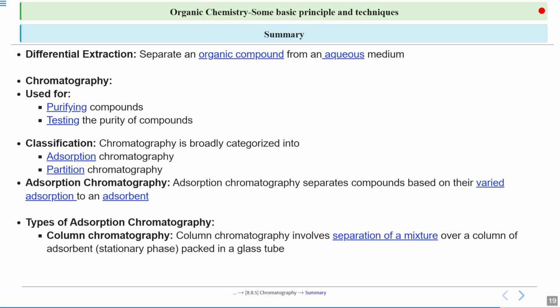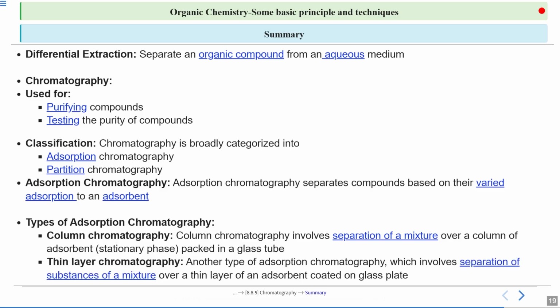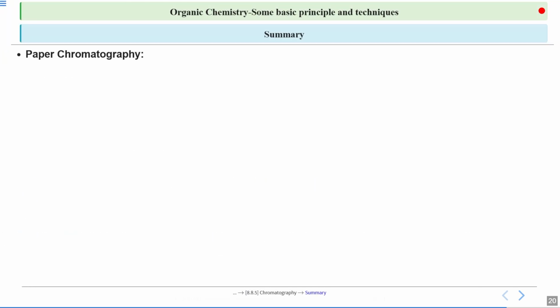liquid. Then you have the second type of adsorption chromatography, which is thin layer chromatography, where you use a glass plate coated with silica gel, and based on the interaction of the components of the mixture, you get different spots on this silica plate. The last one, which is a part of partition chromatography, is known as paper chromatography.